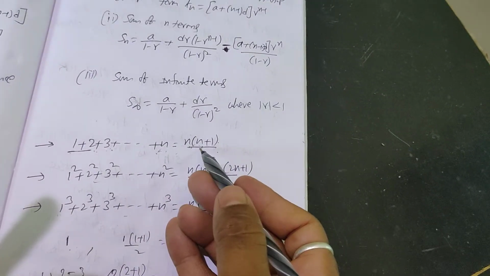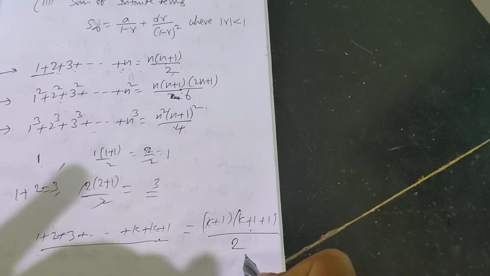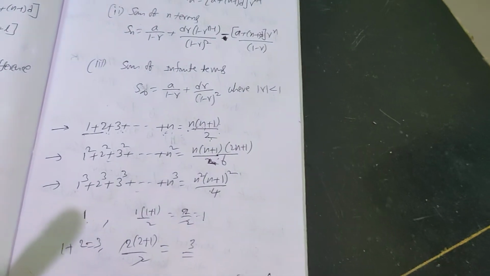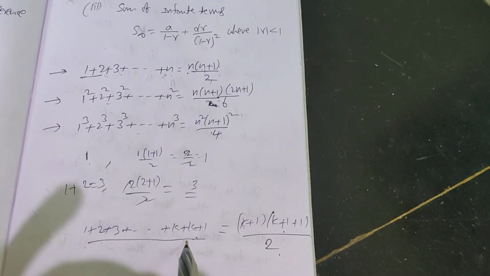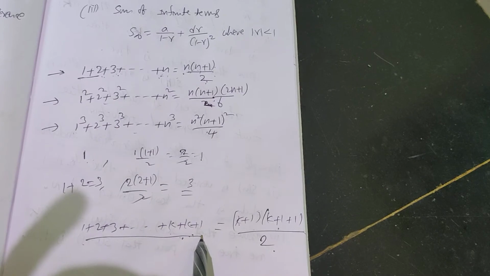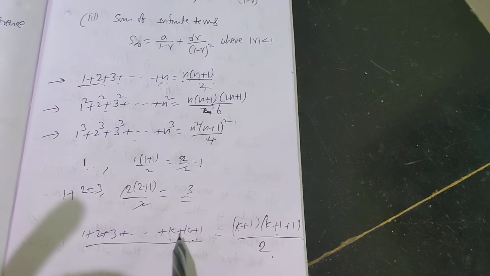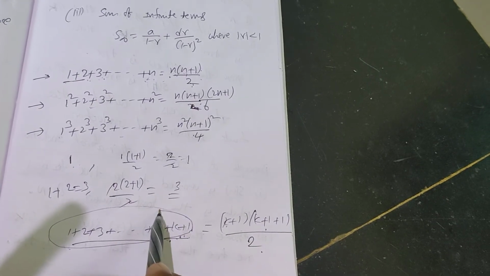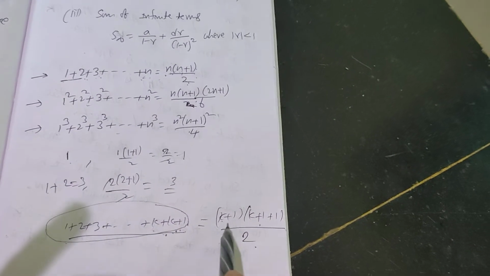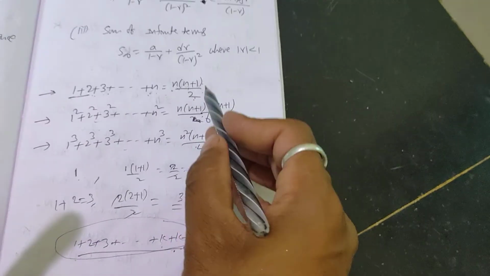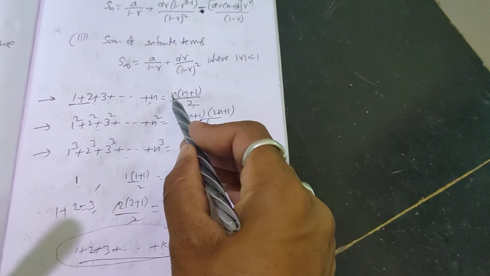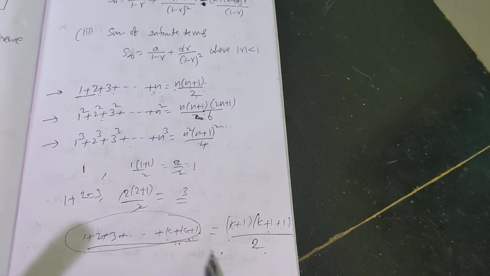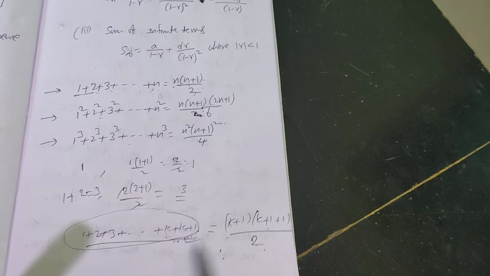So k plus 1 into k plus 1 plus 1 by 2. If you take like this, 1 plus 2 plus 3 plus up to k, after k we get k plus 1, which means we are considering n is equal to k plus 1 on LHS. If you prove k plus 1 into k plus 1 plus 1 by 2, in the place of n, then we can say S of n is true for n is equal to k plus 1. This one we have to prove.